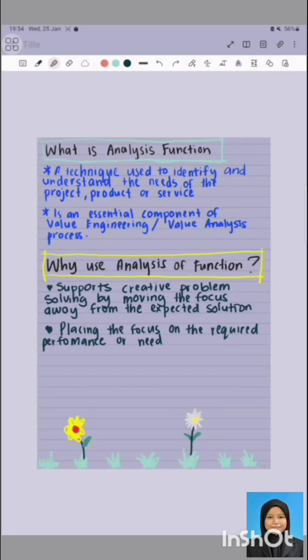Function analysis is a technique used to identify and understand the needs of the project, product, or service. Other than that, analysis function is an essential component of value engineering or value analysis process. Next, why do we use analysis of function? We use analysis of function to support creative problem solving by moving the focus away from the expected solution. Other than that, we're placing the focus on the required performance or need.